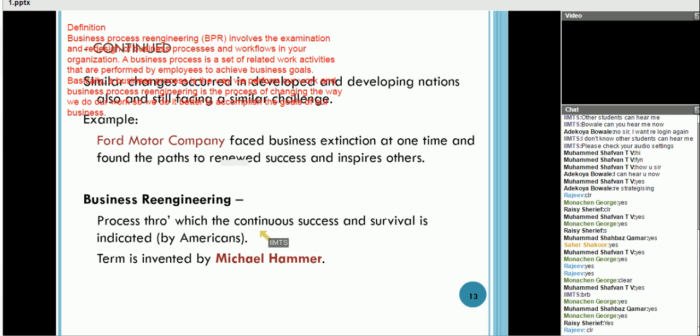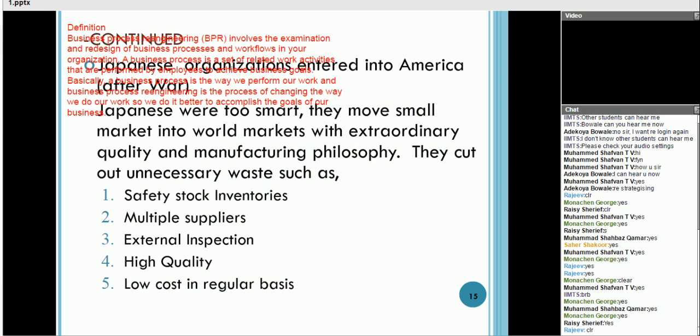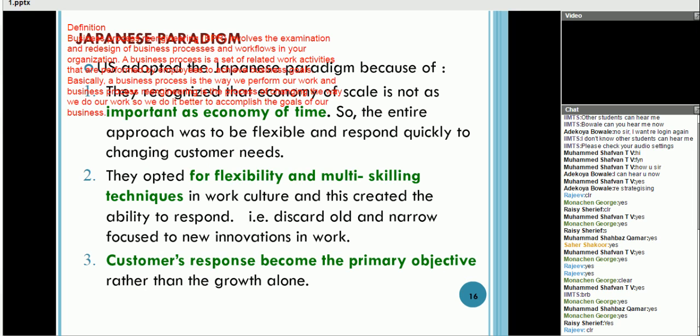The process through which continuous success and survival is indicated by Americans. This is the basic definition of business re-engineering I already discussed. To change the process, nothing new in this. Re-engineering imperative in USA. Japanese paradigm.